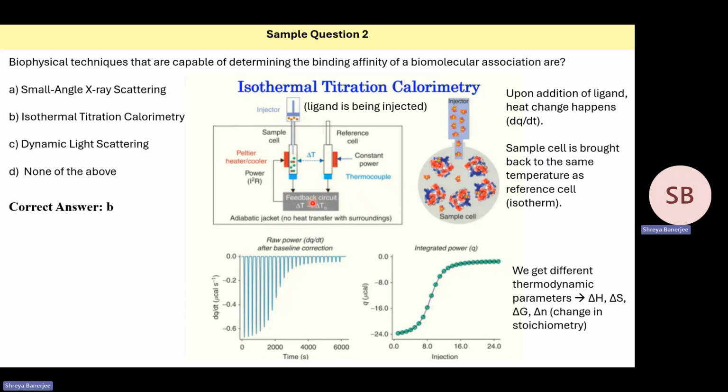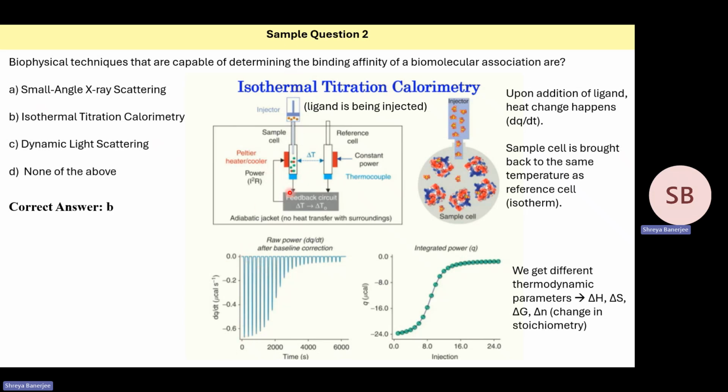Basically, there is a change in heat transfer to the sample cell so that constant temperature is maintained as in the reference cell. So different injections are done. So different amounts of the ligands are injected, and accordingly you get different changes in the heat. So when the ligand injected is less, there is a different heat change.